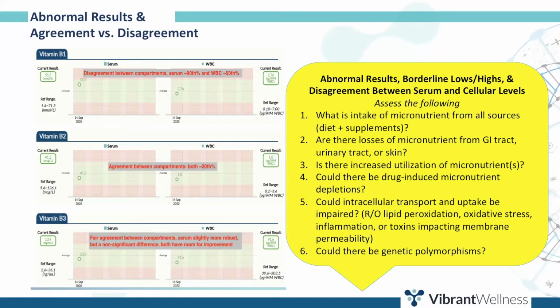So I usually try to rule out the first 4 factors before I consider that this might be an intracellular transport or uptake impairment, or could it be a genetic polymorphism?